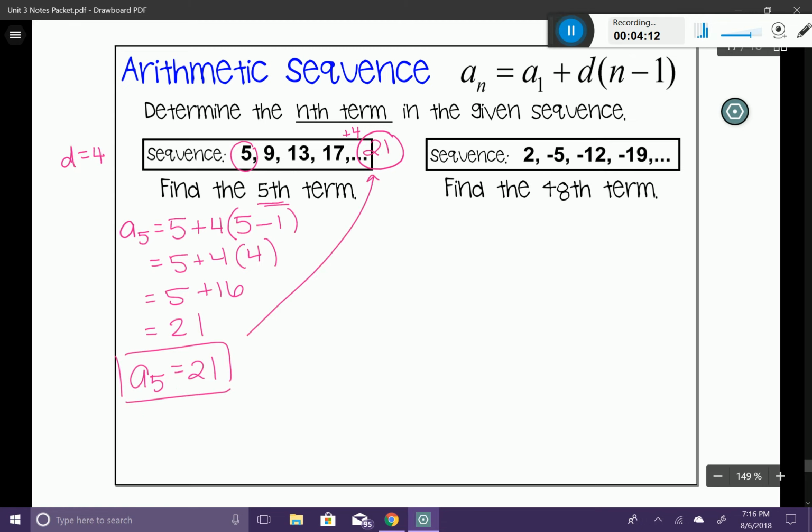Now, rarely are you going to be given a problem where you're asked for the 5th term. It's going to be more like the second question, where you're asked for something like the 48th term. So let's go ahead and look at this.